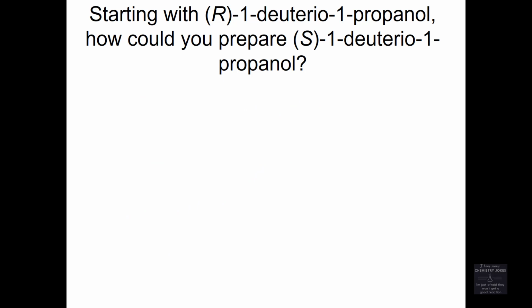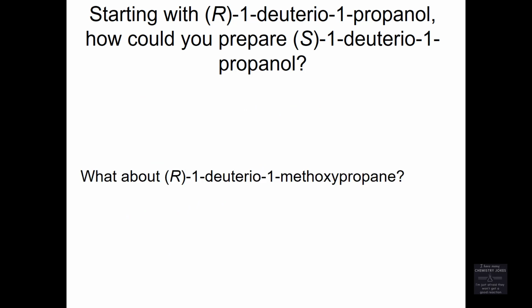What about if we tried to start with the same R-1-deutero-1-propanol, and we are trying to make R-1-deutero-1-methoxypropane. There's our methoxy. It needs to be R. 1, 2, 3, 4. Yep, that's R. So this one, you could do a couple of things.